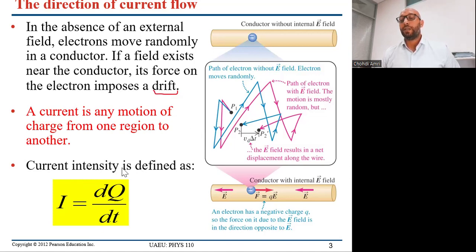The current intensity is defined by dq over dt. Q is the charge, its unit is C, coulomb. T is the time, its unit is second. So the current is coulomb divided by second, which is equivalent to ampere. So one coulomb divided by 1 second is equivalent to 1 ampere.